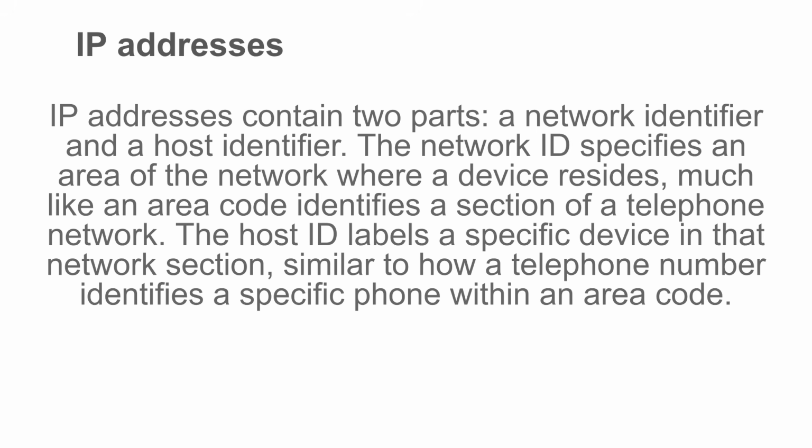IP addresses consist of two main parts, a network identifier and a host identifier. The network ID is like an area code, specifying a network section. The host ID is similar to a phone number, identifying a specific device within that section.